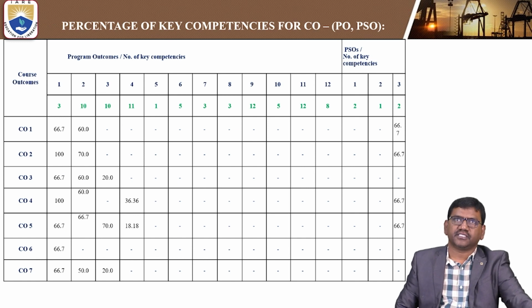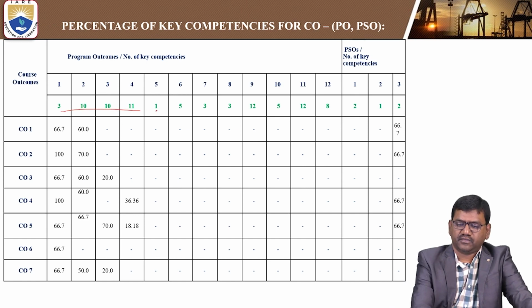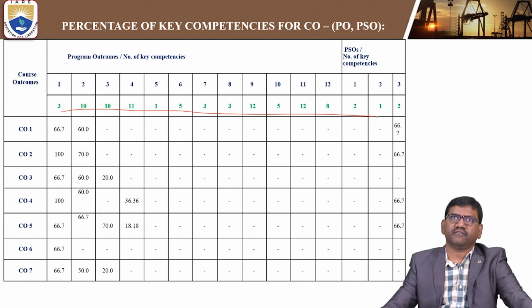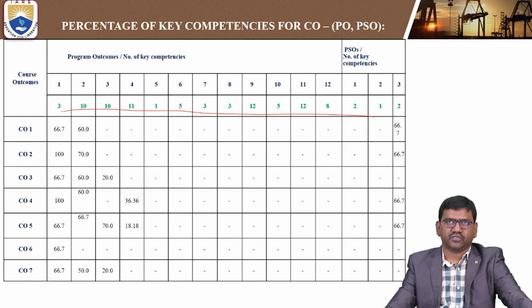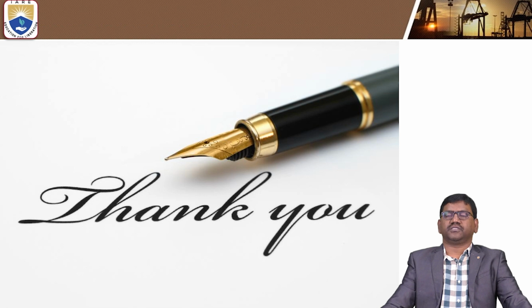And we need to do the percentage. These are the predefined values. That is the key competencies for the course here. So this is about the course articulation matrix and the OBE. Let us close the session today.